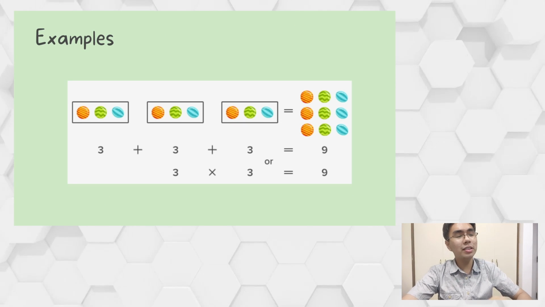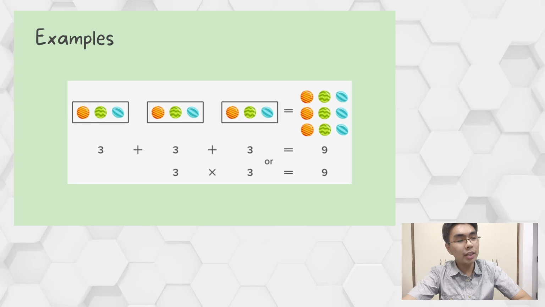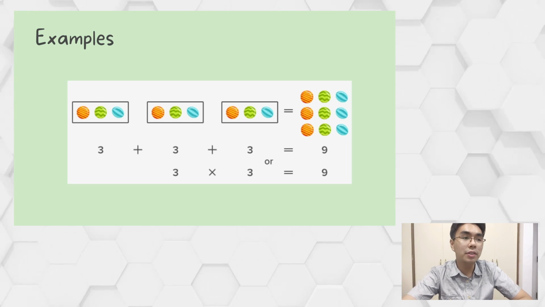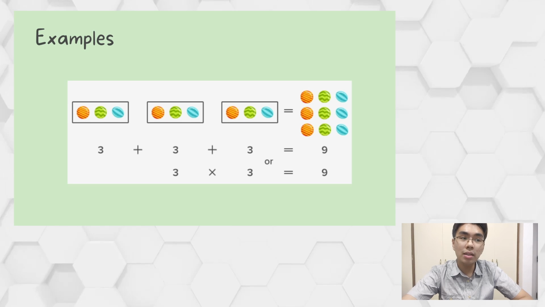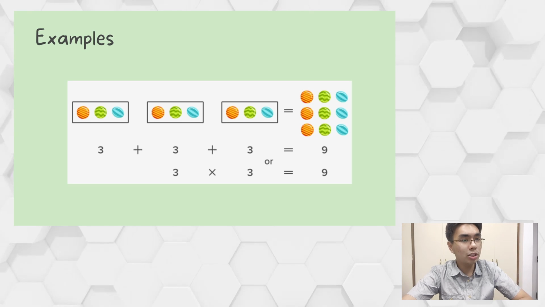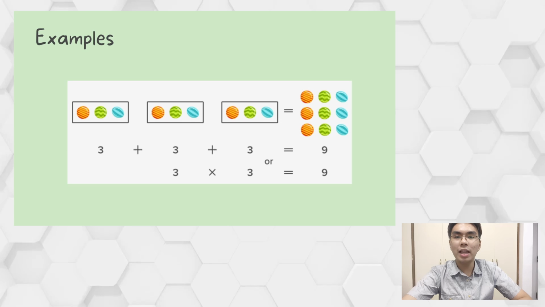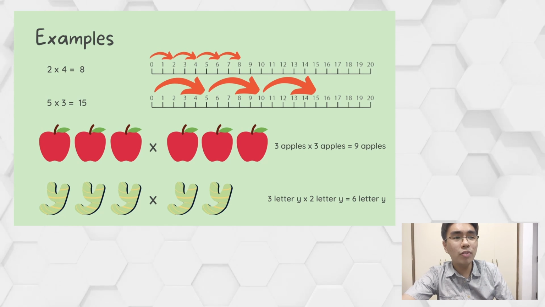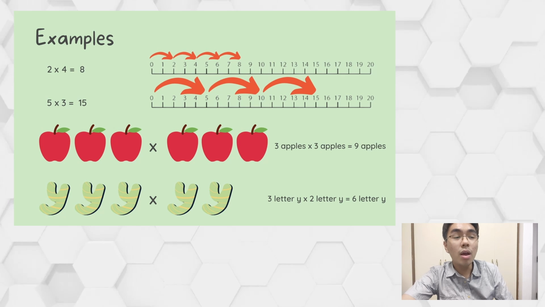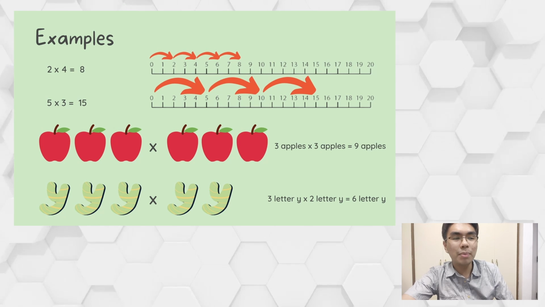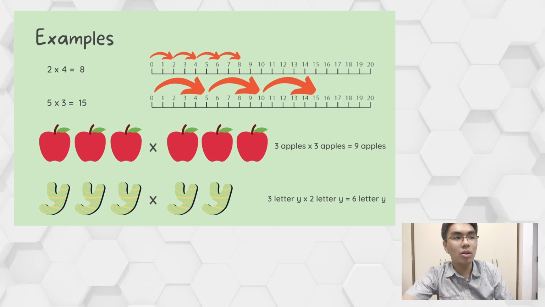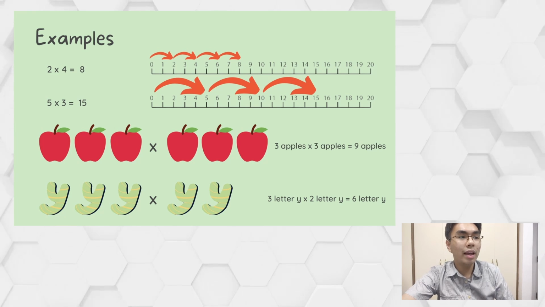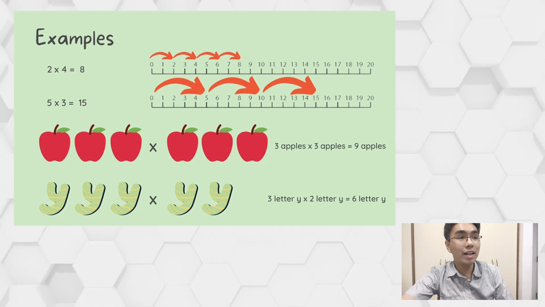Now, for the first example, 3 times 3 equals 9. It can also be repeated addition, which is 3 plus 3 plus 3, also equals 9. For the second example, 2 times 4 equals 8, we count 2 four times, starting from 0. So, 2, 4, 6, then 8. And that is our final answer.